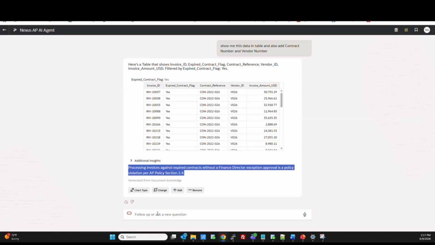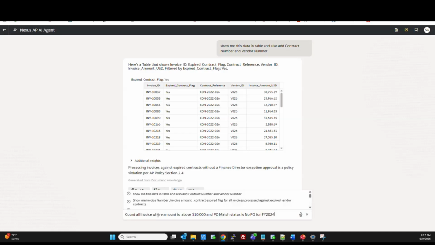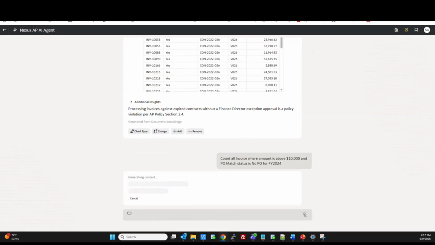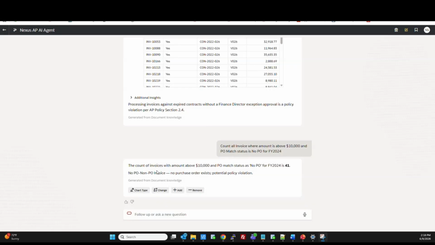Now I want to count all the invoices where the amount is above 10,000 and the PO match status is no PO, and the data should come from financial year 2024. Agent responded that the count of invoices with the amount above 10,000 and the PO match status no PO is 41.